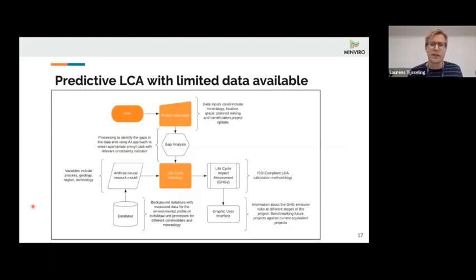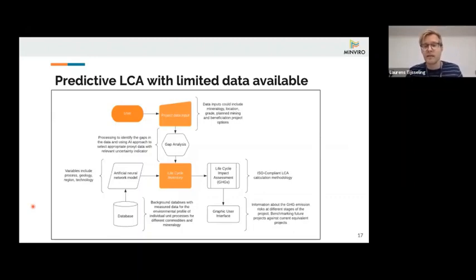A user will put in their data. The software and our methodology will indicate what data is not available at the time, which will link to an extensive database of lifecycle assessment data for existing and developing mining projects.